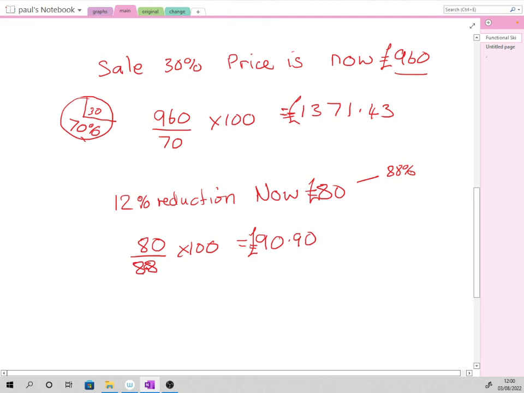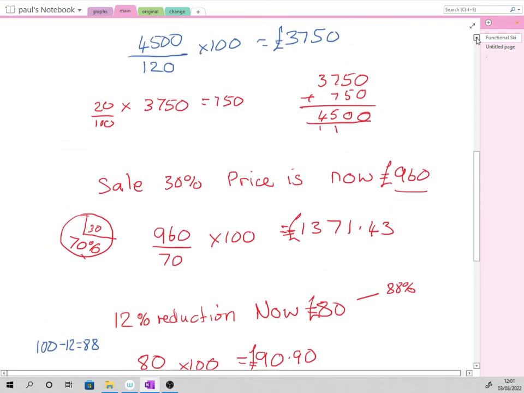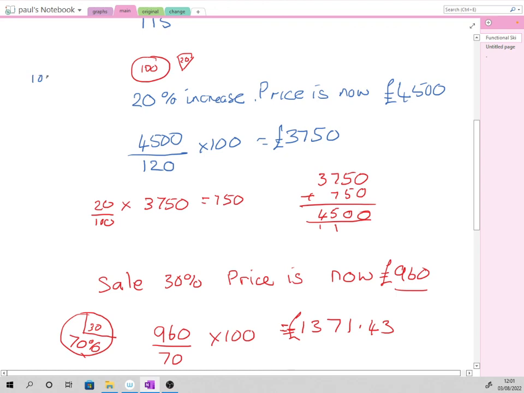So you do 80 divided by 88. You have to remember whether you're going to add the number on to get like 112 if it was an increase, or 88, take the 12 away from 100. So I suppose you could remember this. This is going to be 100 minus 12, which equals 88. And the other ones, reduction, subtract, increase, add. 100 plus 20 equals 120. Increase, add, reduction, subtract.